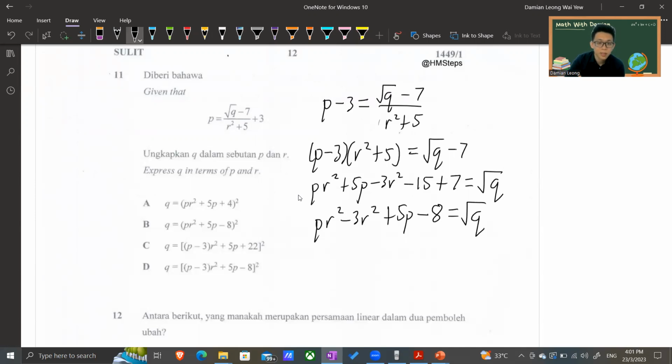Yeah, I can't just leave it as it is. There's no 3r squared here. But you look at this, P minus 3 bracket r squared, which is when we factorize the r squared here. P minus 3 bracket r squared plus 5P minus 8, square root, bring over, bracket the whole thing, squared equals Q. So you see, compare, it's the same as answer D.